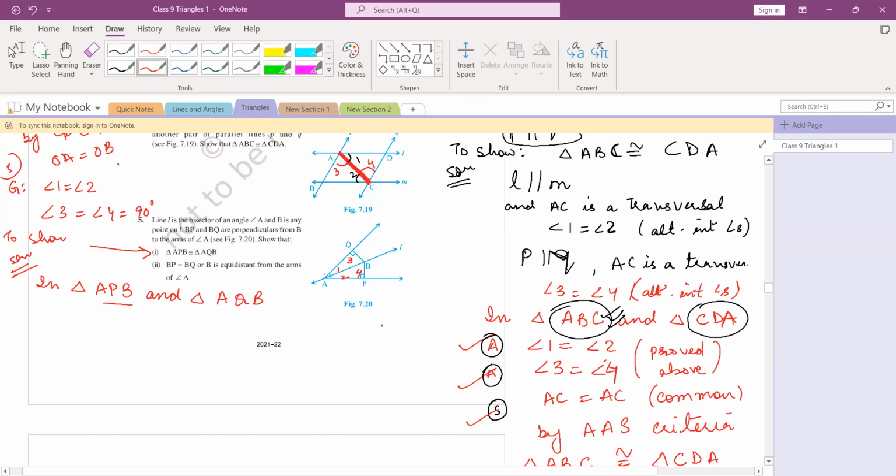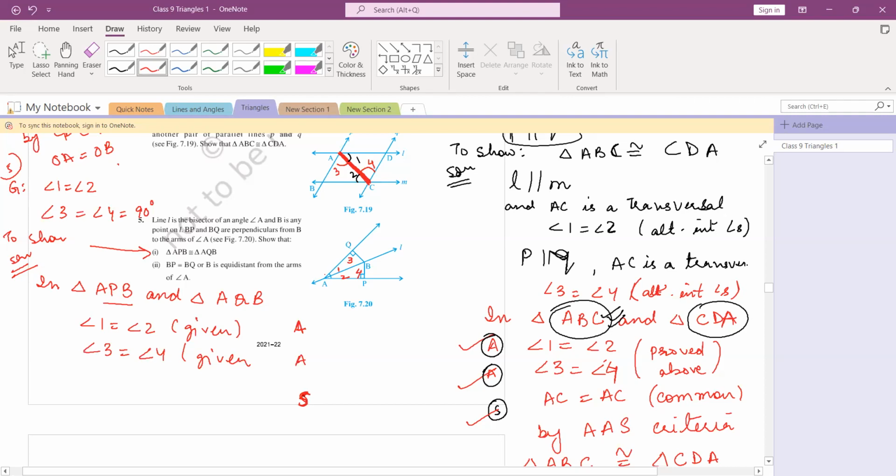Okay. Now two angles are given. Two pieces of information we already have. Angle 1 is equal to angle 2. This is given. Again, angle 3 is equal to angle 4. This is also given. So when we have two angles, what other thing do we need? Side. Side. So we need one side.